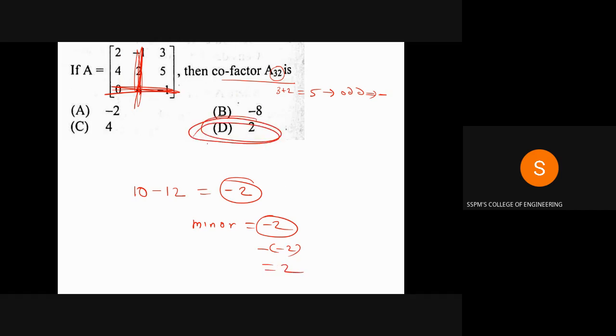Now then 2 into 5 it is 10, minus 3 into 4 it is minus 12, that is minus 2. See, this is minor. Minor is equal to minus 2. Now what you have to calculate? This 3 2 is 3 plus 2 is equal to 5. 5 means odd. Odd implies minus. Therefore minus of minus 2 it is 2. Therefore answer will be D.